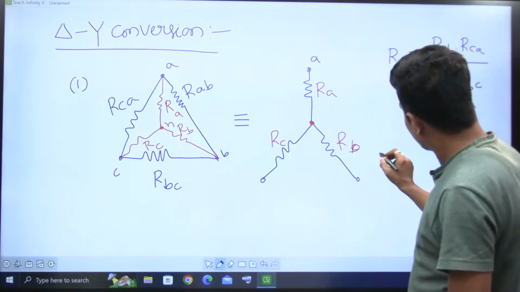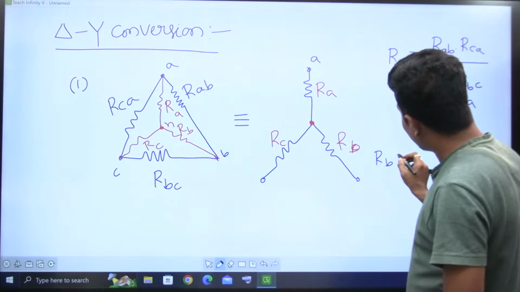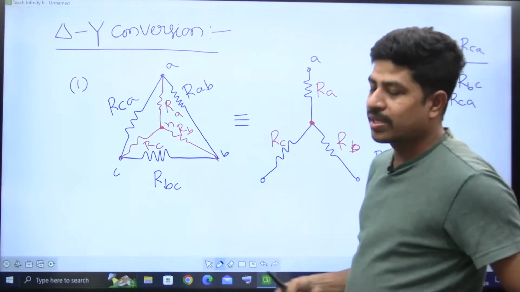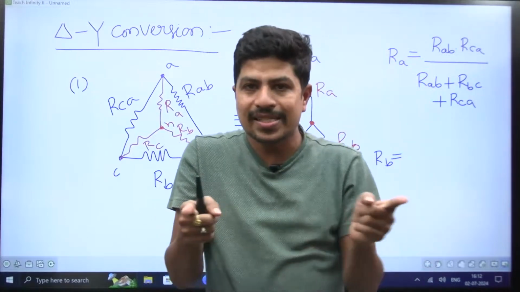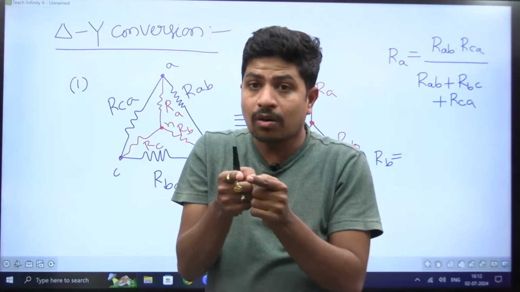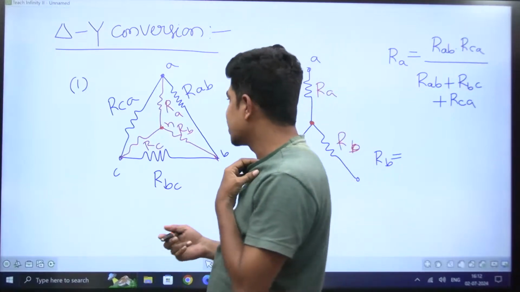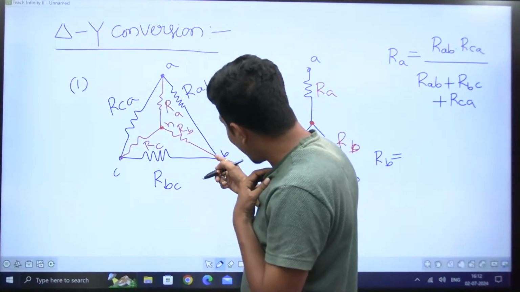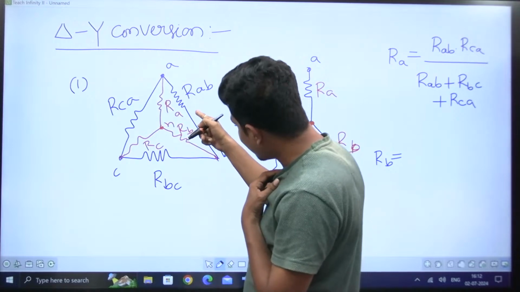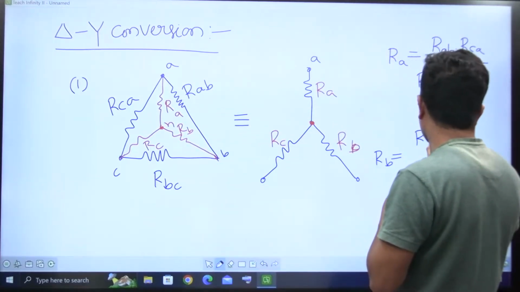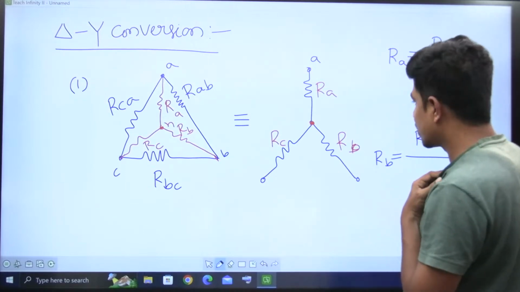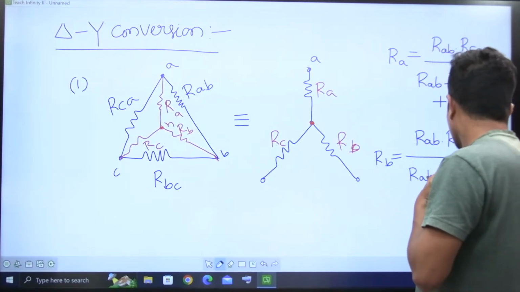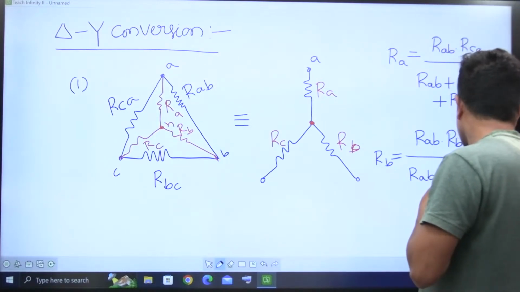Then can you tell me RB? When you're doing delta to star, this is the delta connection and the star will be in between. That in-between element is the product of the connected arms. You want RB. What are the arms connected to this RB? RAB and RBC. So RB is RAB into RBC by RAB plus RBC plus RCA, right?